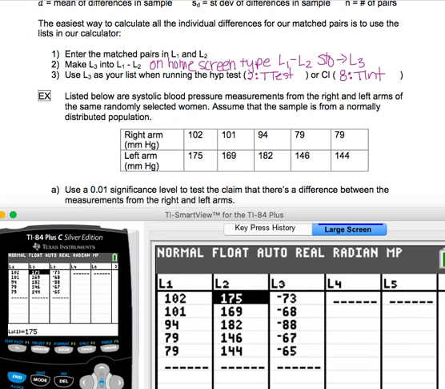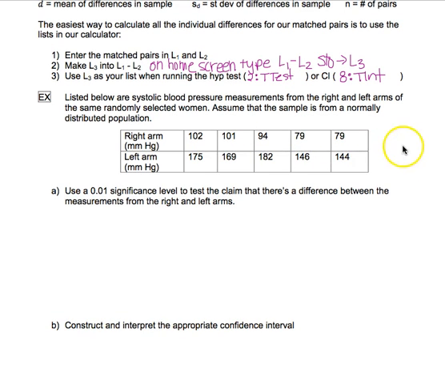Okay, so part A of our example, now that we actually have our data, is we're going to use a 0.01 significance level to test the claim that there's a difference between the measurements from the right and the left arms. So these are systolic blood pressure measurements from the right and left arms of the same randomly selected women. We are assuming that the sample is from a normally distributed population, which is good because I only have 5 data pieces, so definitely do not have n greater than 30.